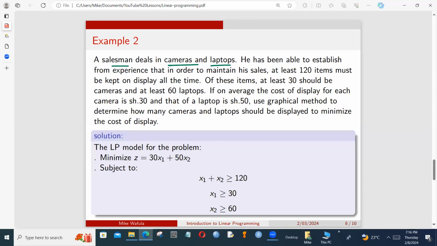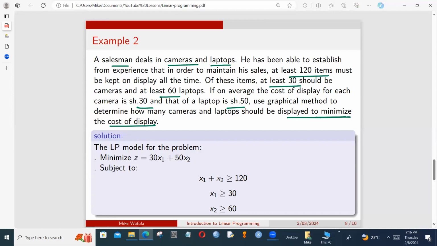And he has been able to establish from experience that in order to maintain his sales, at least 120 items must be kept on display all the time. Of these items, at least 30 should be cameras and at least 60 laptops. If on average the cost of display for each camera is this, and that of a laptop is this, is there a method to determine how many cameras and laptops should be displayed to minimize the cost of display.